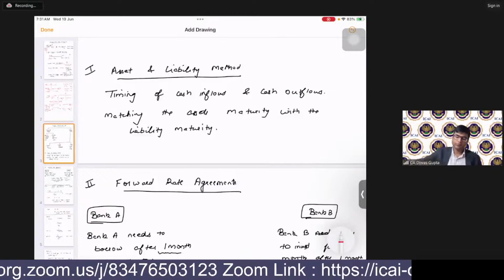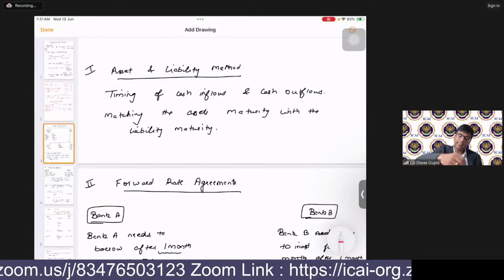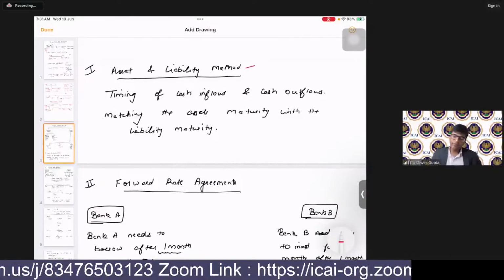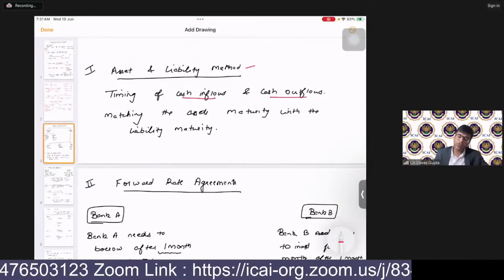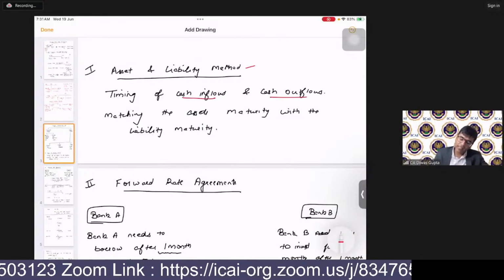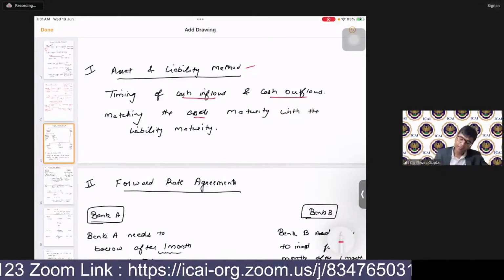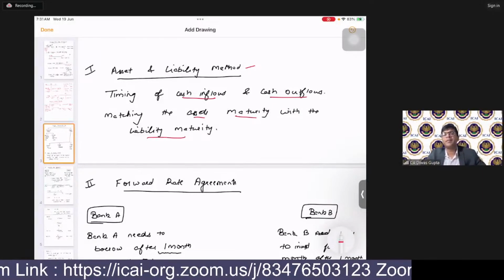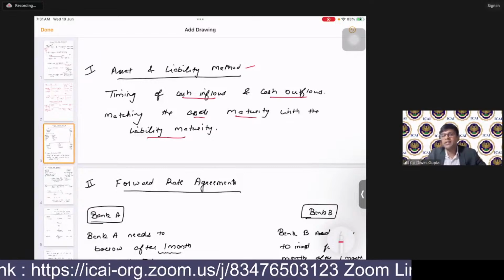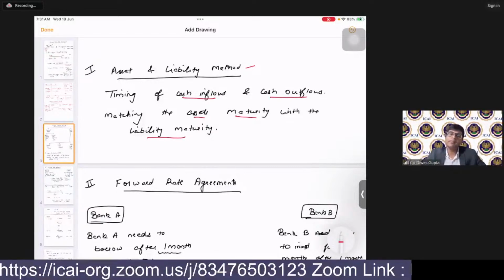Clear? So, asset and liability method, students: timing of cash inflows and cash outflows, matching the asset's maturity with the liability maturity. Simple. We are trying to match the asset's maturity with the liability maturity.